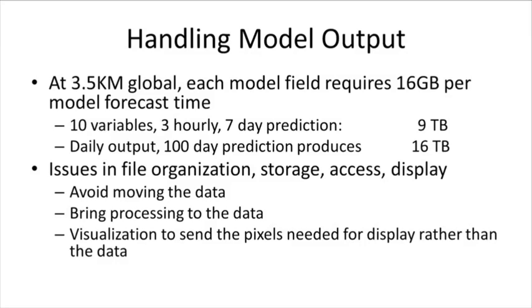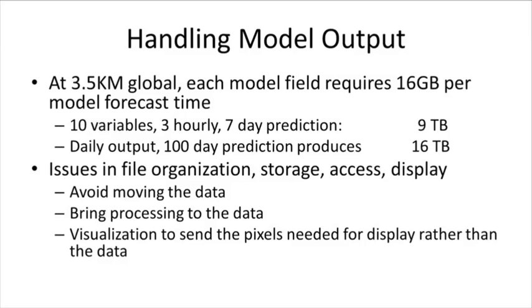One of the rather daunting things is to think of how we're going to manage all the data that a model of this resolution will produce. At 3.5 kilometer resolution global, we run the model for a 7-day prediction, and we produce output every 3 hours. 10 variables is a minimum. Once we start including chemistry, which is a plan, there could be ocean and moisture variables included in here. We go well beyond the 9 terabytes that we're projecting here for a single model run at this resolution.